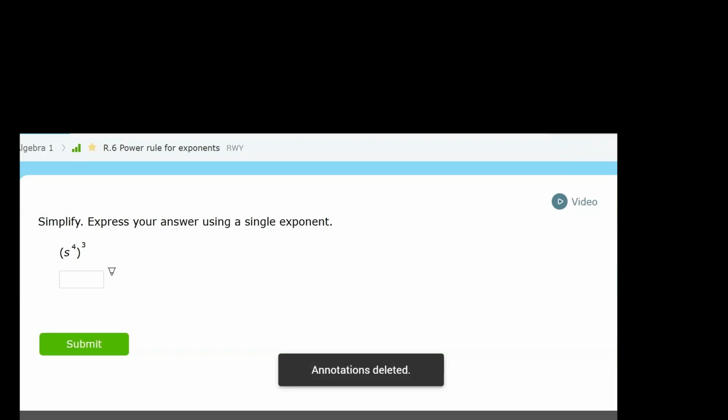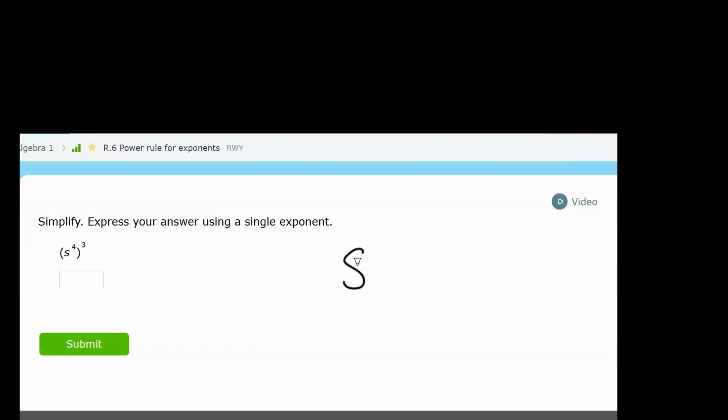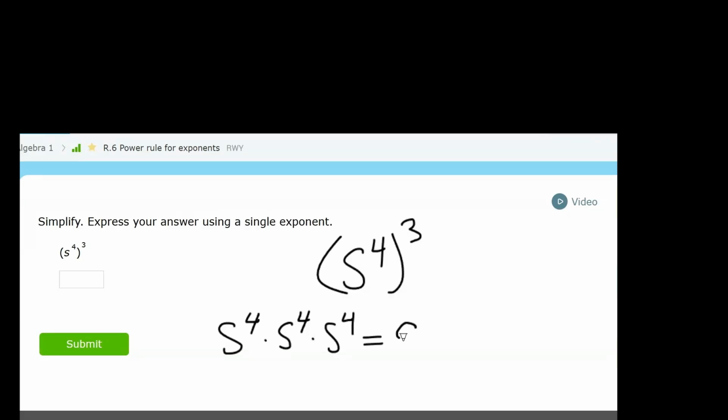And so on the left here, we have s to the fourth raised to the third power. Now, keep in mind, what does this really mean? This means s to the fourth times s to the fourth times s to the fourth 3 times. And we know from our laws of exponents that whenever we are multiplying exponents with the same base, we keep our base and we add all the exponents. In this case, we get s to the 4 plus 4 plus 4, and we get s to the 12th.